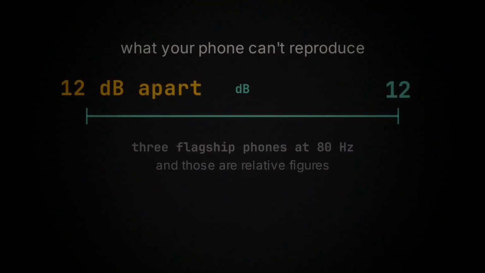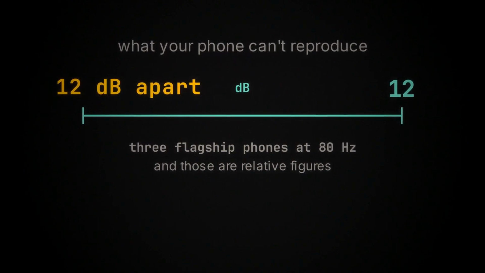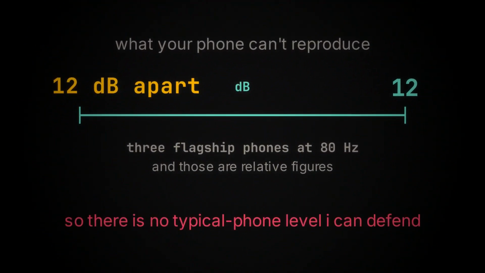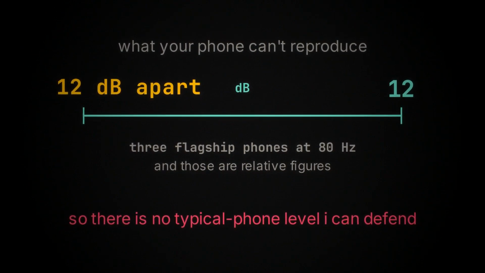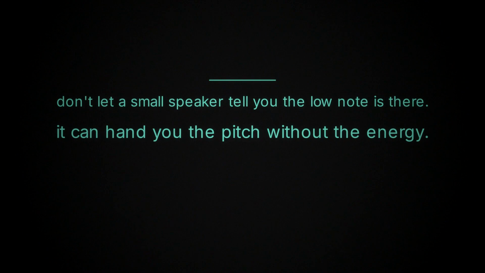I wanted to end this on what your phone can reproduce. I couldn't get a number I trusted. 3 flagship phones measured in an ergonomic chamber differ by 12 decibels from each other at 80 Hz. And those are relative figures, not sound pressure. There's no typical phone level I can defend. So don't let a small speaker tell you the low note is there. It can hand you the pitch without the energy. If the fundamental matters, check it somewhere that can actually reproduce it.